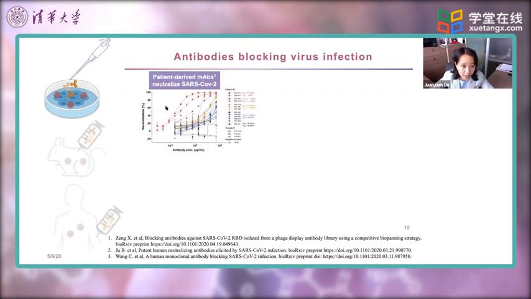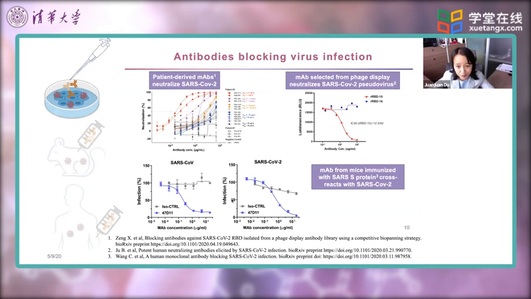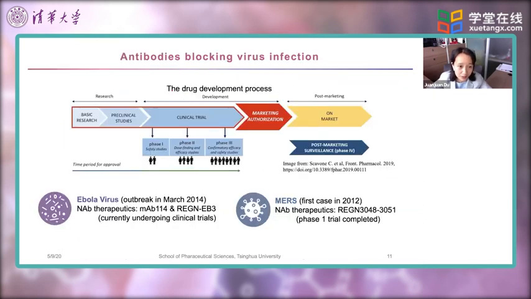So people have identified a lot of neutralizing antibodies from patients, or from phage display, or from previously infected animals, like with SARS, that can all neutralize the virus from infecting the cells. But actually, drug development is quite a long process. Most of the time, it takes years to develop a new drug from scratch.